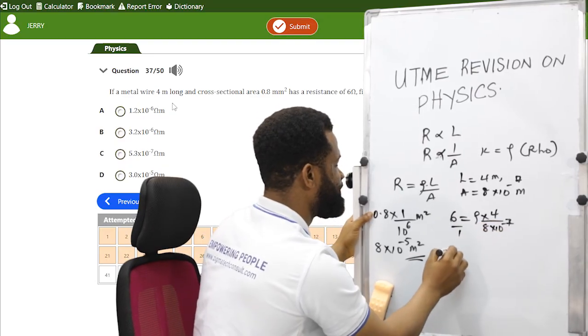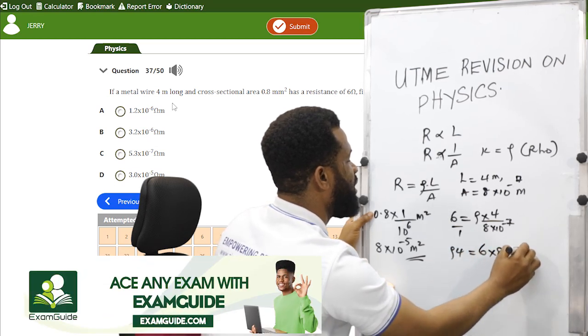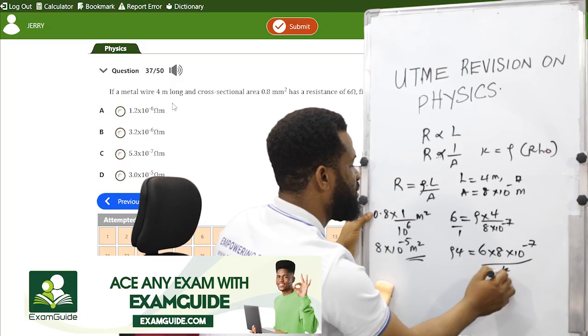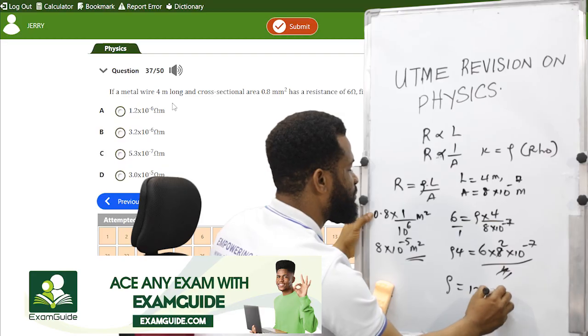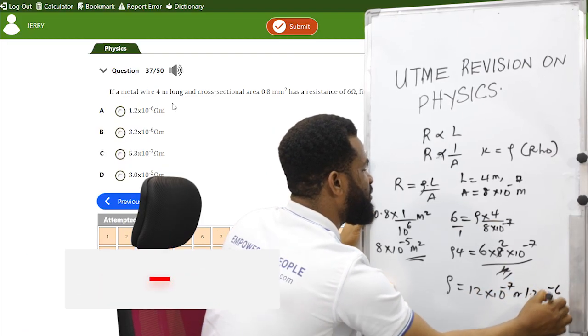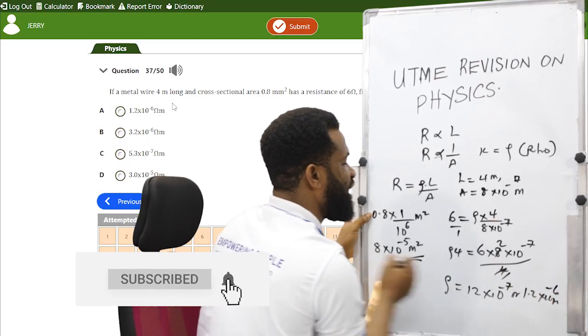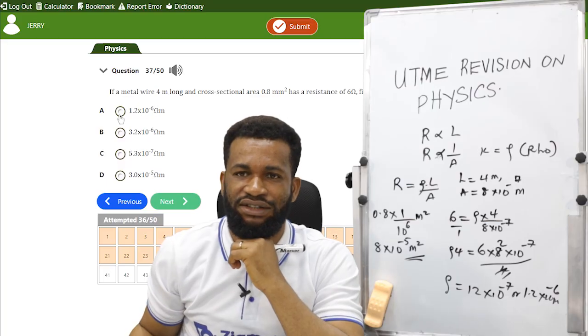So resistivity is equal to 6 times 8 times 10 raised to the power minus 7 divided by 4. This cancels, this is 2, this is 12. It's going to be 12 times 10 raised to the power minus 7, or 1.2 times 10 raised to the power minus 6 ohm meter. Correct. That is option A.